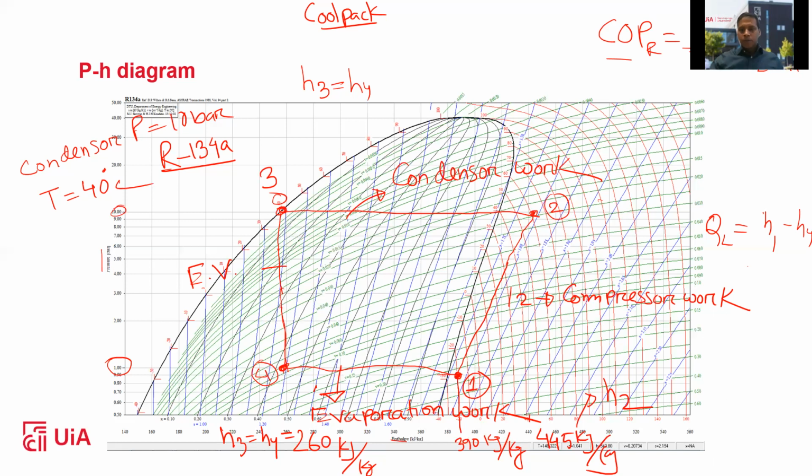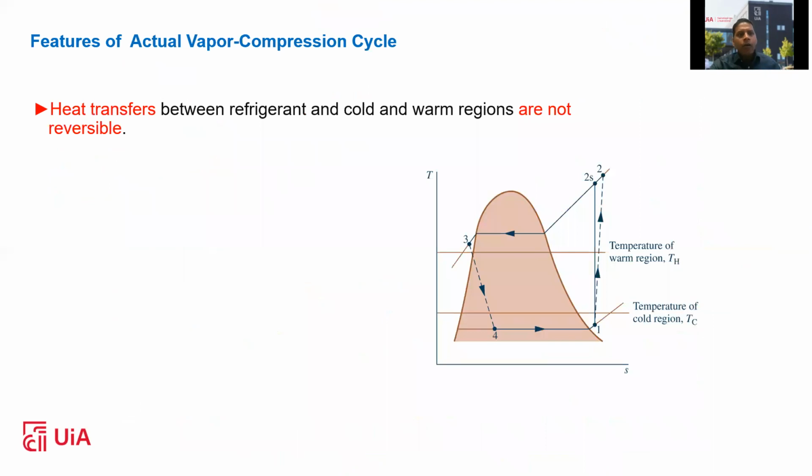I hope you get an idea about the refrigeration cycle and the pH diagram now. So if you have any questions, just ask me afterward, or just send me an email. And now I will talk about how the actual vapor compression cycle differs.